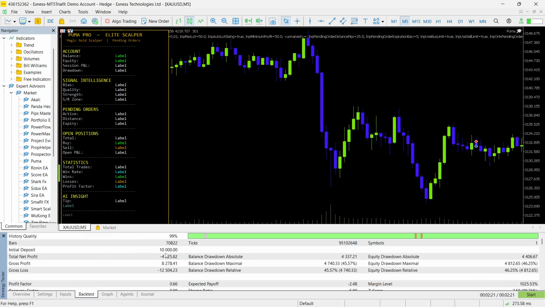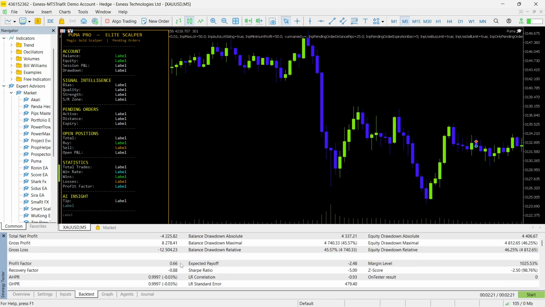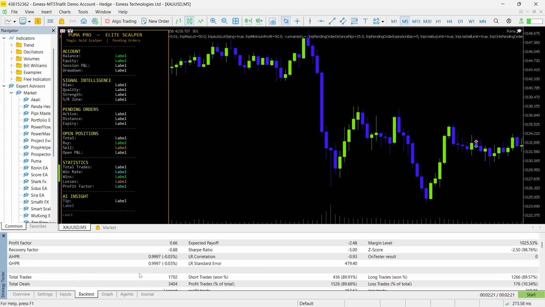So for the initial deposit of $10,000, you can see there was almost half of that amount as a loss, north of $4,000. So we had a total net loss of $4,225. We had a balance drawdown of 45.57%. We had a profit factor below 1 at 0.66, which is actually a bad sign. And the total trades taken during the period were 1,702 trades.